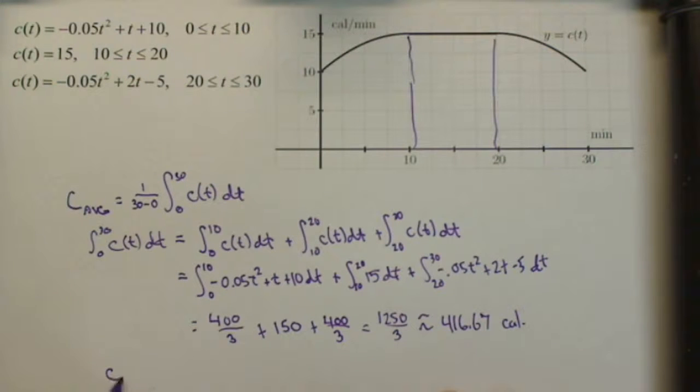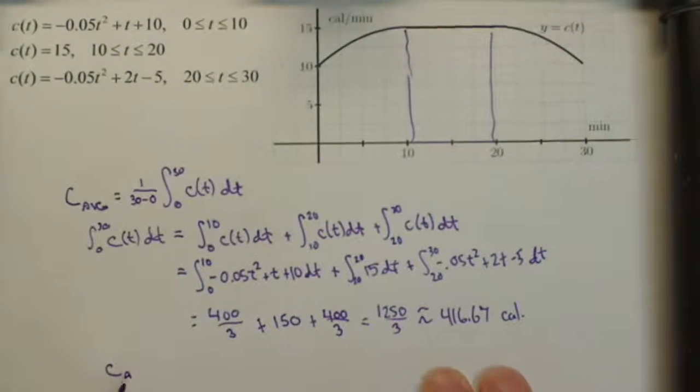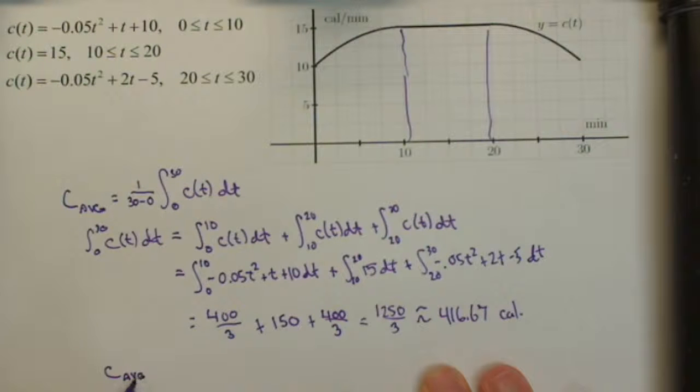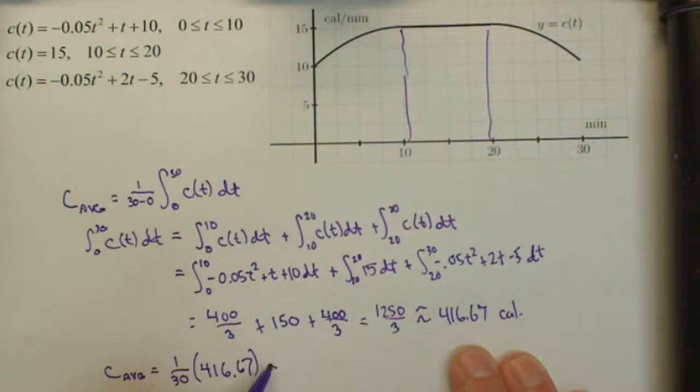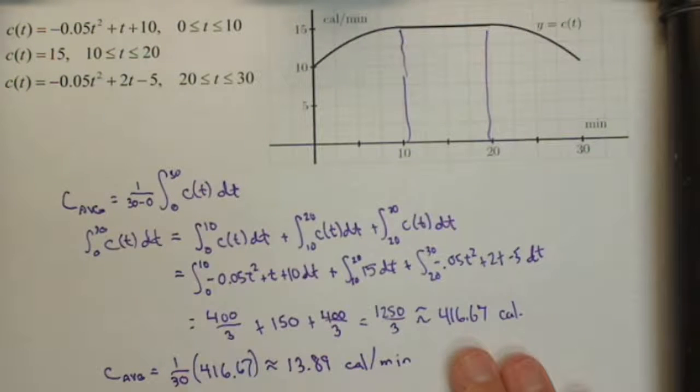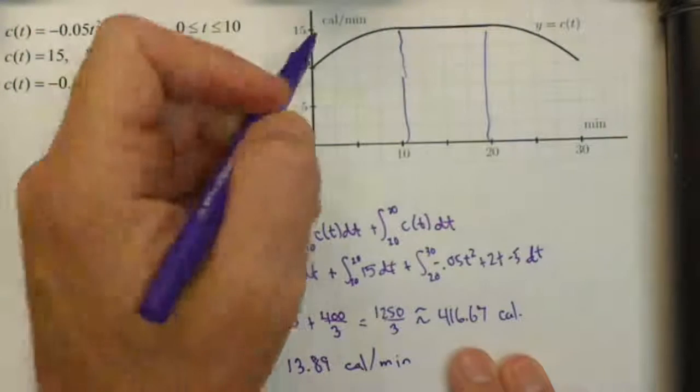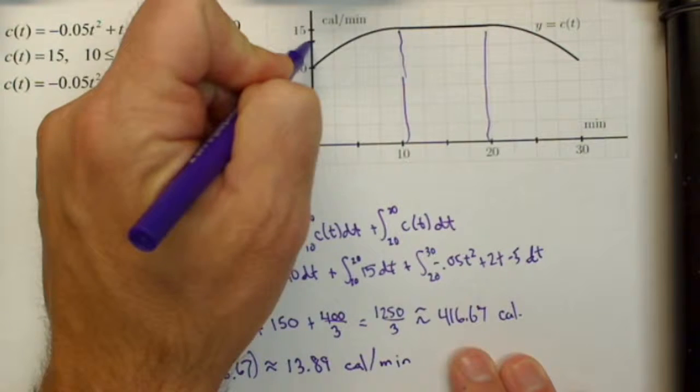Now let's turn it into our average. Well, we're doing 416.67 calories total over 30 minutes. So to get the number per minute, we're going to divide by the number of minutes. So 416.67 divided by 30, or multiplied by 1/30. And we get that on average we burned 13.89 calories per minute. Alright. If we were to plot that, 13.89 is going to be roughly about right here.